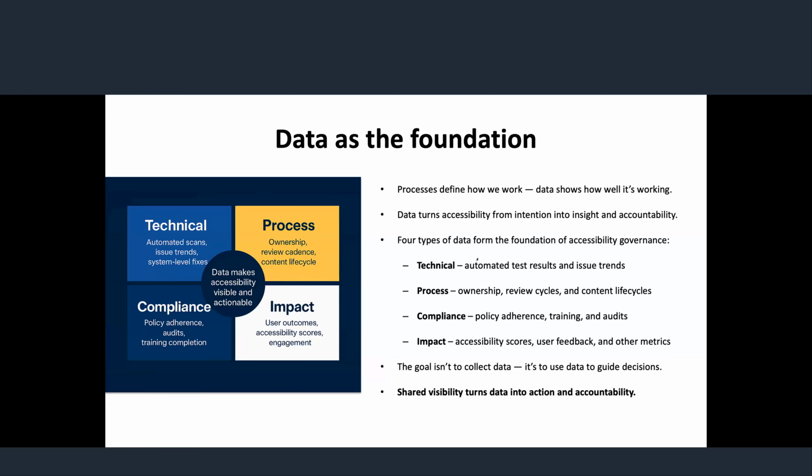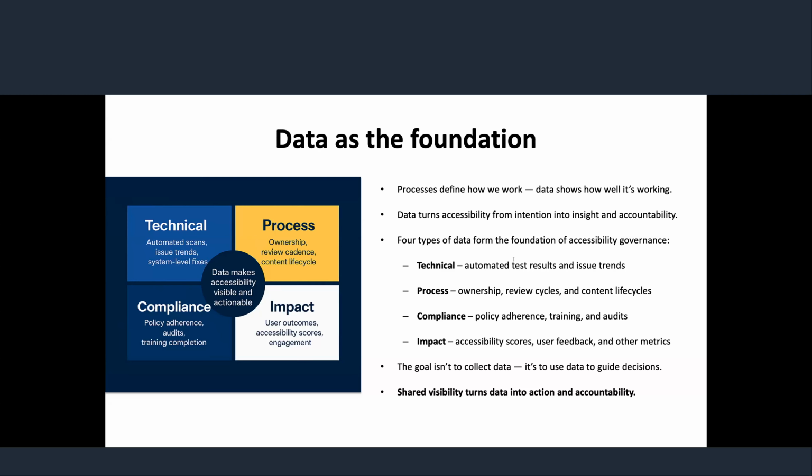Once we recognize that scale introduces fragmentation, the next step is to make accessibility visible. And the only way to do that consistently across hundreds of WordPress sites is through data. Because data is what makes governance measurable. Data helps us move from stories and assumptions to evidence. Processes define how we work, but data tells us how well it's working. Data shows us patterns, where accessibility is improving, where it's lagging, and which parts of our ecosystem need attention.